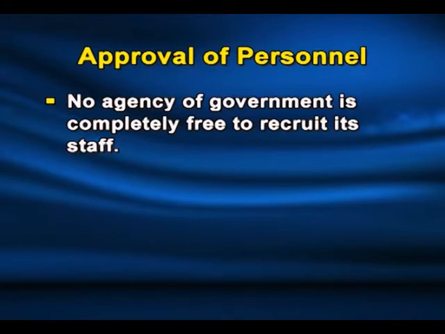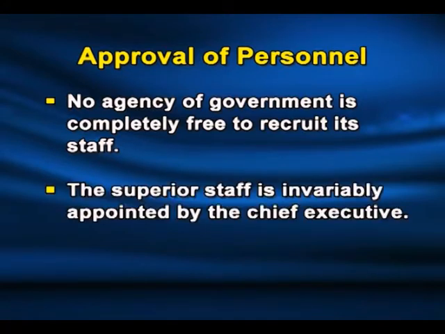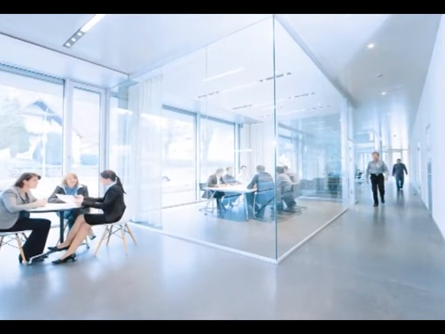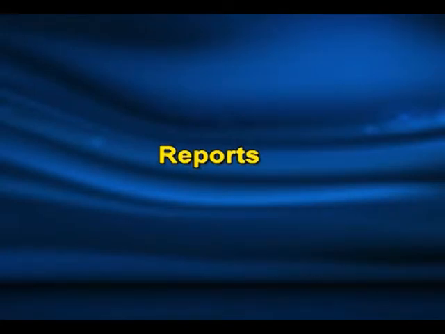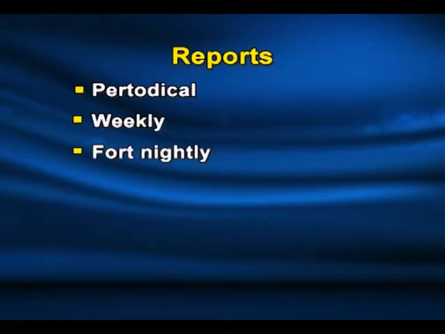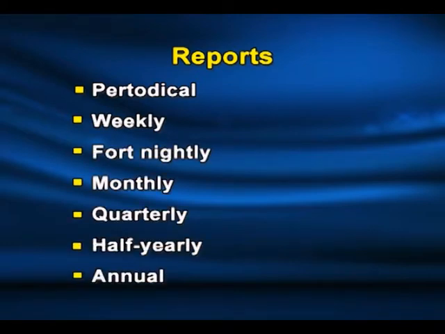Fourth, approval of personnel. No agency of government is completely free to recruit its staff. The superior staff is invariably appointed by the chief executive. Even in the case of the subordinate personnel, the top management usually insists on its prior approval for all posts except the insignificant ones. In fact, this work is often entrusted to the central personnel department of the agency concerned. Fifth, reports. It is a standard practice in administration that the operating unit should submit an account of the activities to the central office. Such reports may be periodical: weekly, fortnightly, monthly, quarterly, half-yearly or annual.